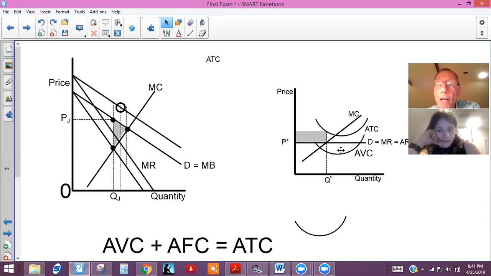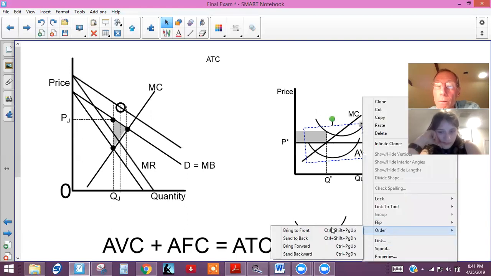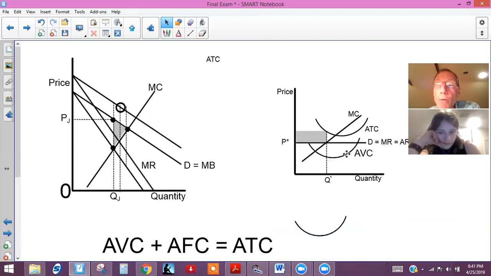So if it's right on the line right there, let me just hold on one second here so we can see it. Yeah, if it's right on the line, it could be equal. But if it's there, they're going to shut down because they can't even cover their average fixed cost.